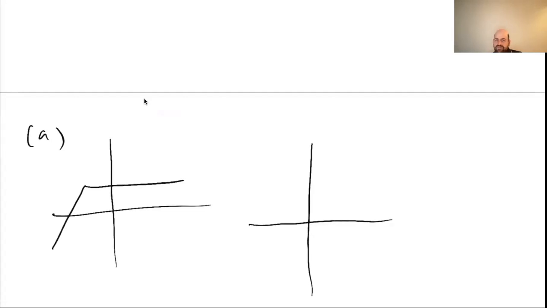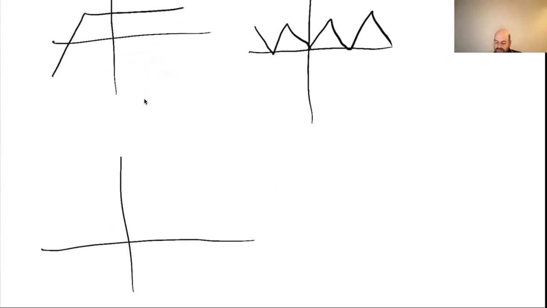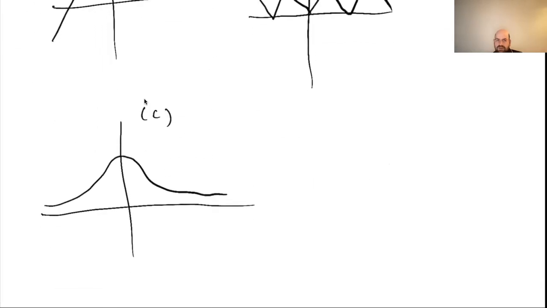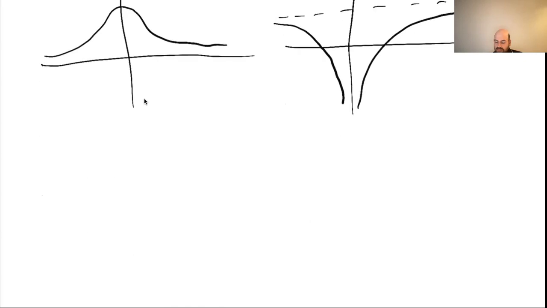So part A here, there is a function which looks like this. So these are for the original functions. And then after this, I will sketch the graphs of the derivative functions. So right now, original functions. And then the next graph looks like this. This is part B. And then there is part C here. And then part D. And part E.